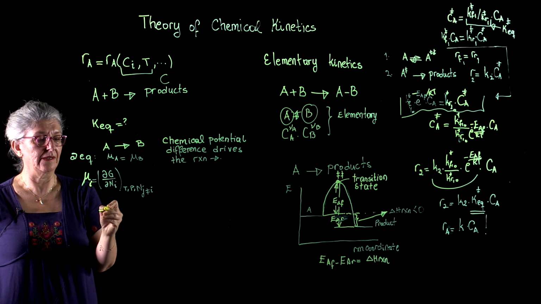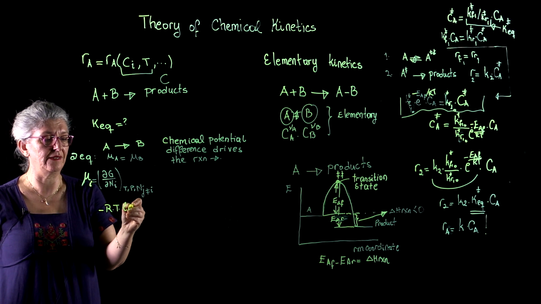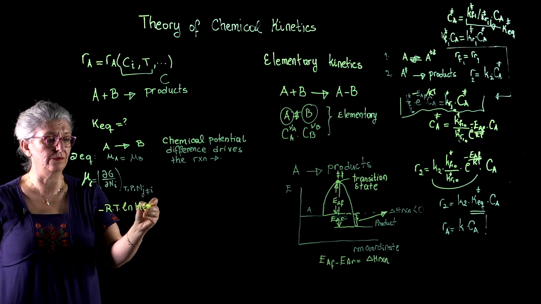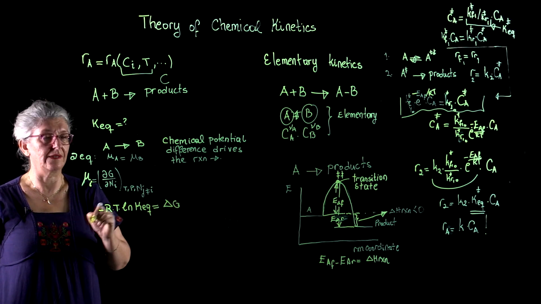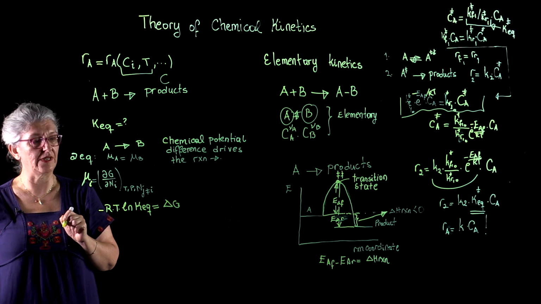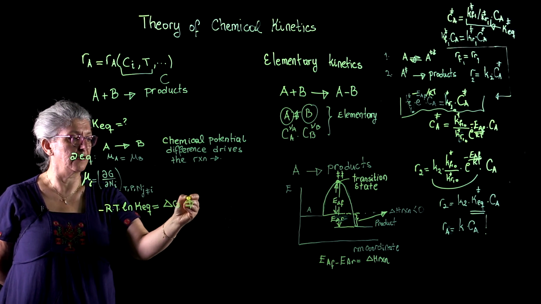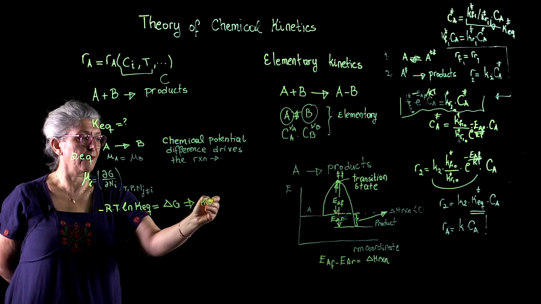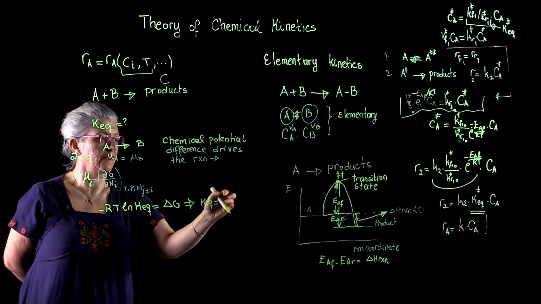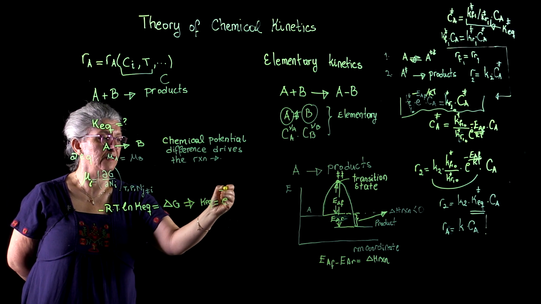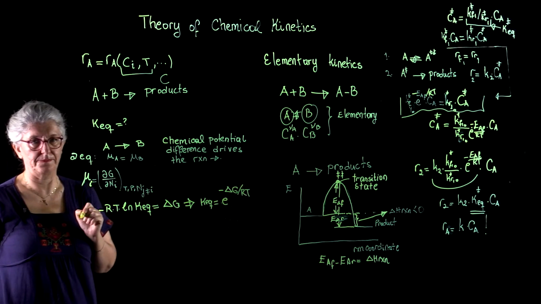Now, minus R times T times ln of K equilibrium is the Gibbs free energy change for that reaction. Or the equilibrium constant is equal to e to the minus delta G over RT.